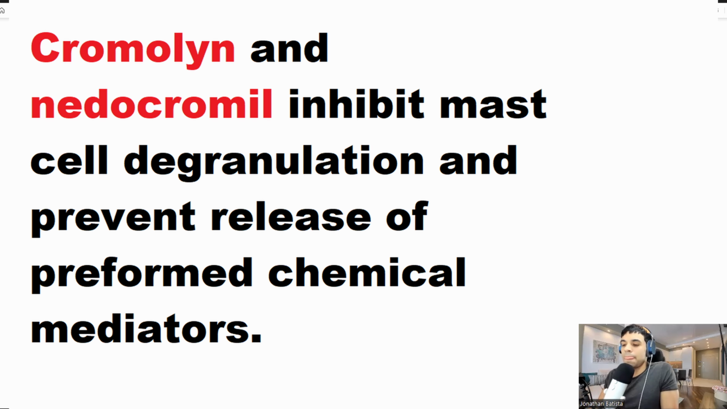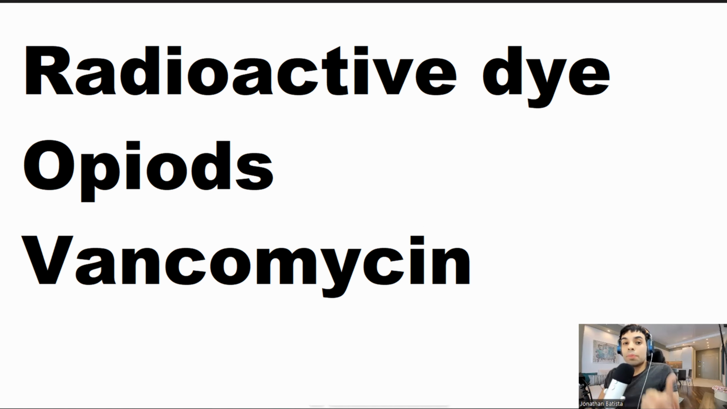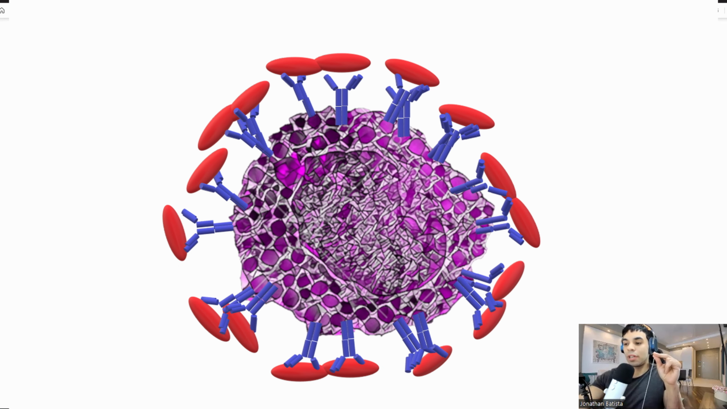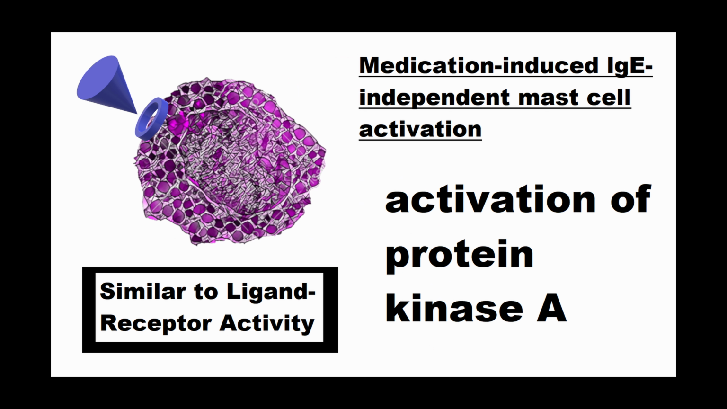We understand this. There's drugs like cromolyn, which will stop you from degranulating the mast cells. We understand that. But with drugs like opiates, with drugs like vanco, and also radioactive dye, which is used for transillumination whenever you're doing any kind of imaging, these three things, keep them in mind. They do a different type of effect. Instead of provoking this effect here, the IgE, their effect is direct. They directly stimulate the second messenger system of mast cells, activating protein kinase A.